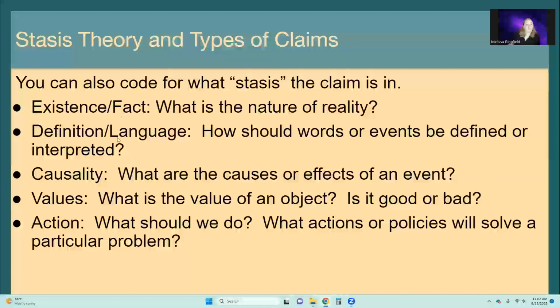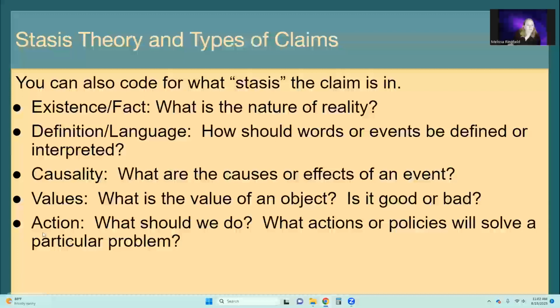Sometimes students benefit from coding the claims by their stasis, or what type of claim. So what kinds of arguments are common in the community that you're studying? Are they making arguments of existence or fact, so what is the nature of reality? Of definition or language, which is how should words or events be defined or interpreted? Cause and effect: what are the causes or effects of an event or phenomena? Values or quality: what are the values of an object? Is it good or bad? An action: what should we do? What actions or policies will solve a particular problem?